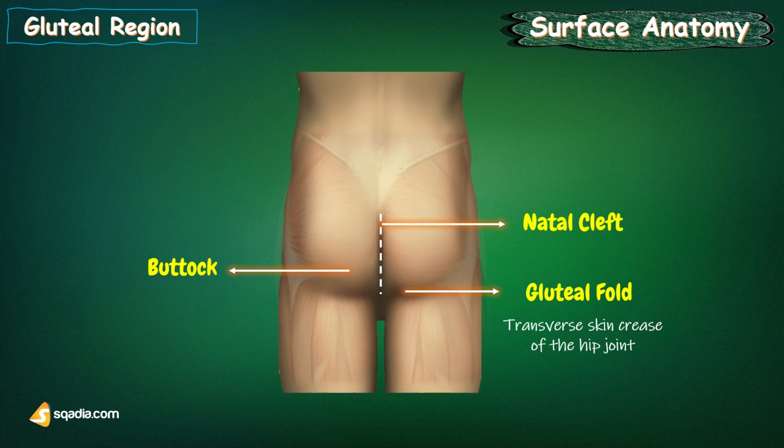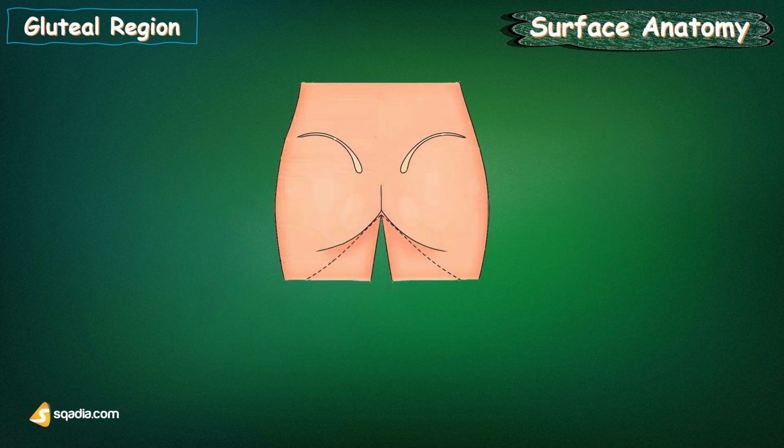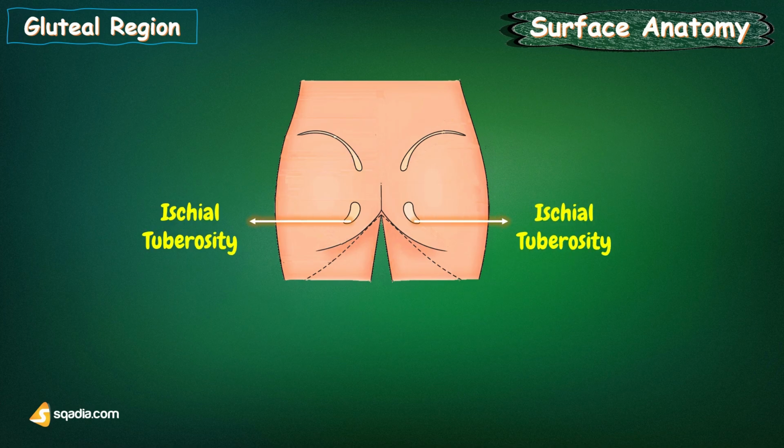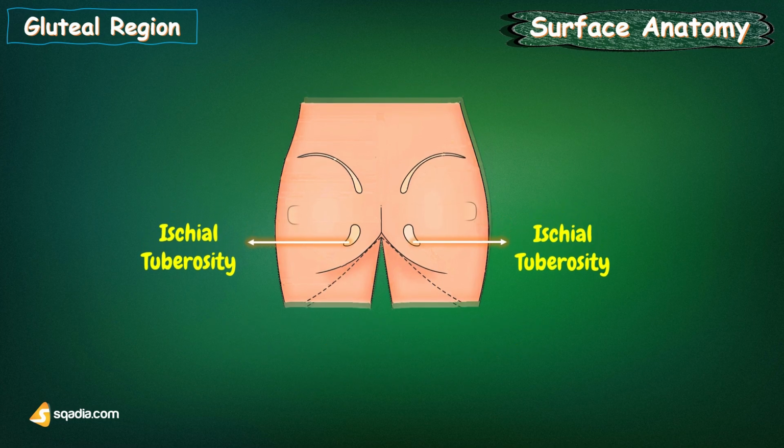Note that the gluteal fold is the transverse skin crease of the hip joint, and that it does not correspond to the lower border of the gluteus maximus, which crosses the fold obliquely downwards and laterally. Other than the cleft and folds, there is bony prominence in the gluteal region too. The ischial tuberosity is a large bony prominence that lies deep to the lower border of the gluteus maximus, about 5 centimeters from the median plane and about the same distance above the gluteal fold. It can be felt by placing the fingers in the medial part of the gluteal fold and pressing them upwards.